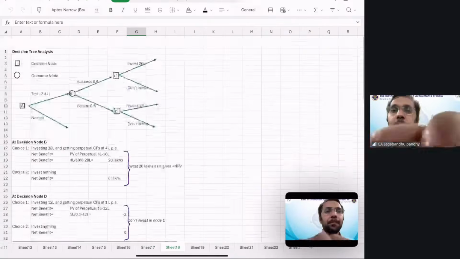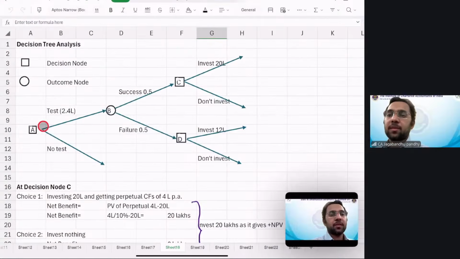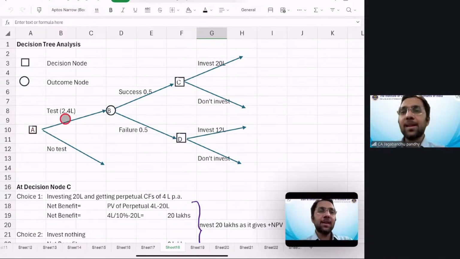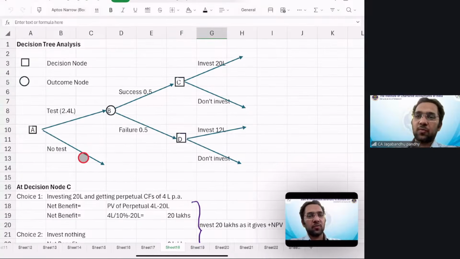Now, we may have something like decision tree analysis, where you check whether a particular test, if performed, will be successful or not, and whether to perform the test or not. You create this sort of possibility. So let's say if you do a test, you need to spend 2.4 lakhs. And if you're not doing any test, of course, there's no cash flow.